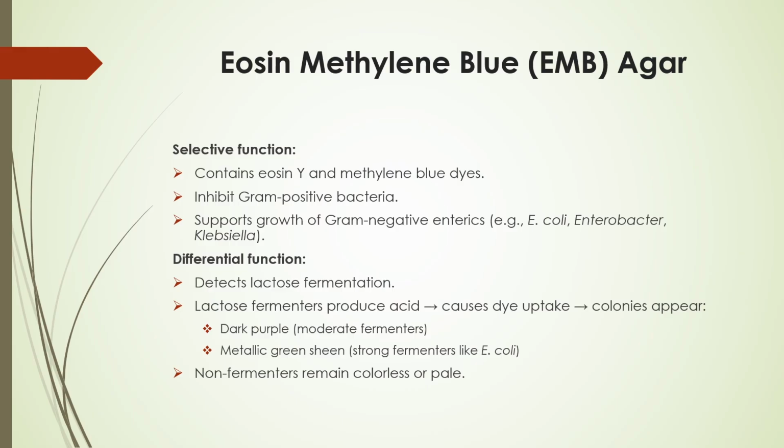Colonies from strong fermenters such as E. coli have a characteristic metallic green sheen, whereas those from moderate fermenters are dark purple. It's easier to identify non-lactose fermenters since they stay colorless or pale pink. Clinical diagnostics and water testing both make extensive use of EMB.